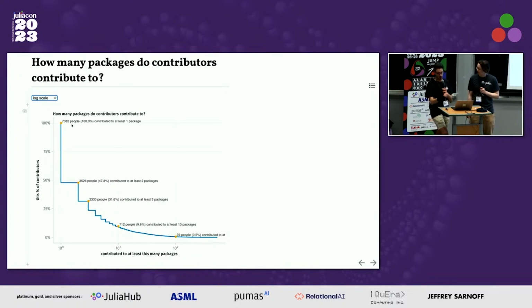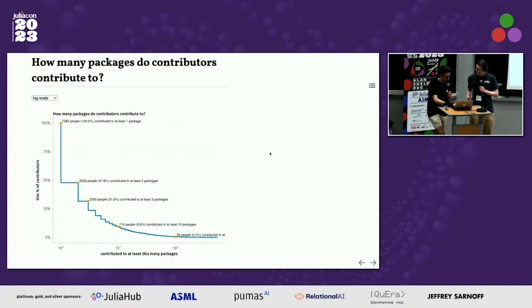By the way, for this we used the GitHub API, and so this only relates to packages which are hosted on GitHub. I don't remember the fraction of packages on GitHub. It's the vast majority, but it's not the entire Julia ecosystem. We also found that 2 years ago there were almost 5,000 contributors. So the total number of contributors in the ecosystem grew by almost 50% over these 2 years.